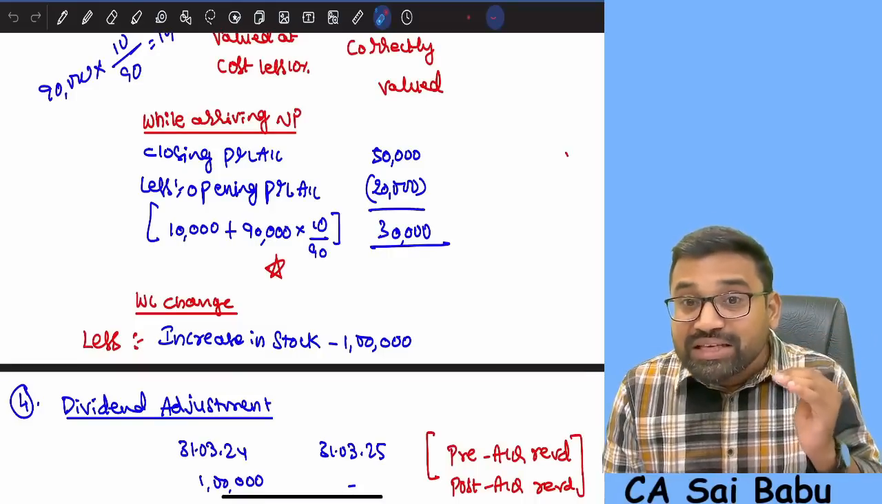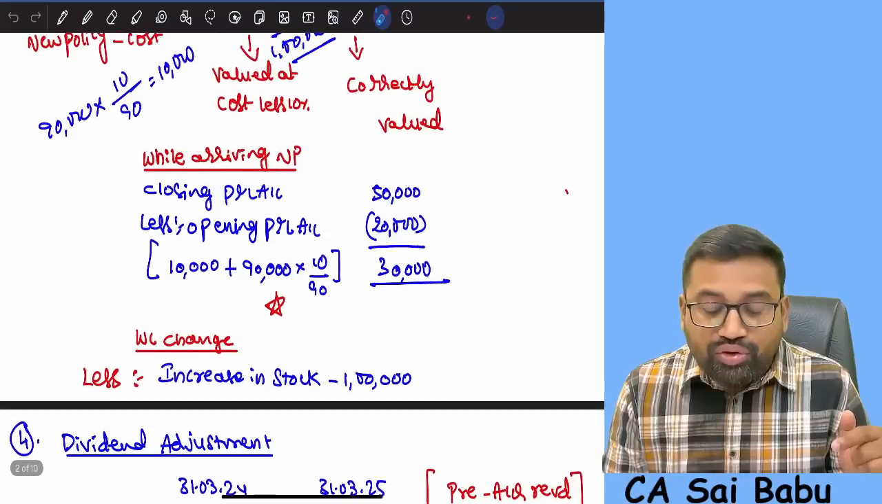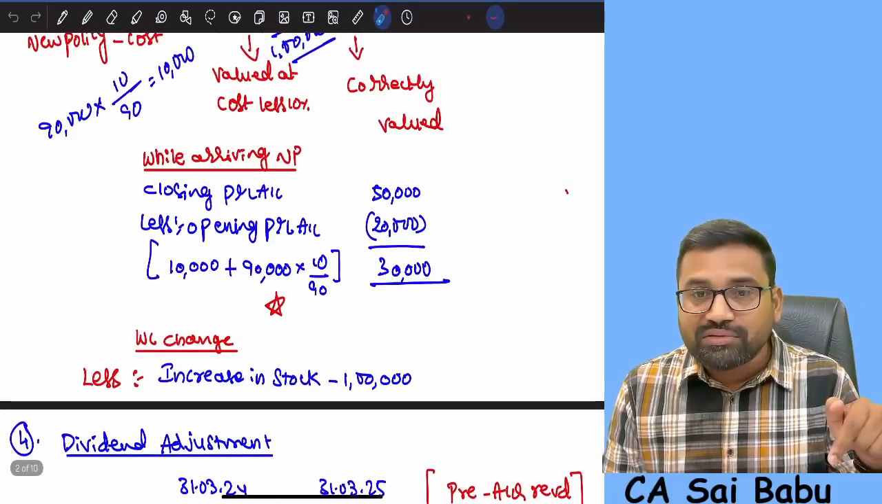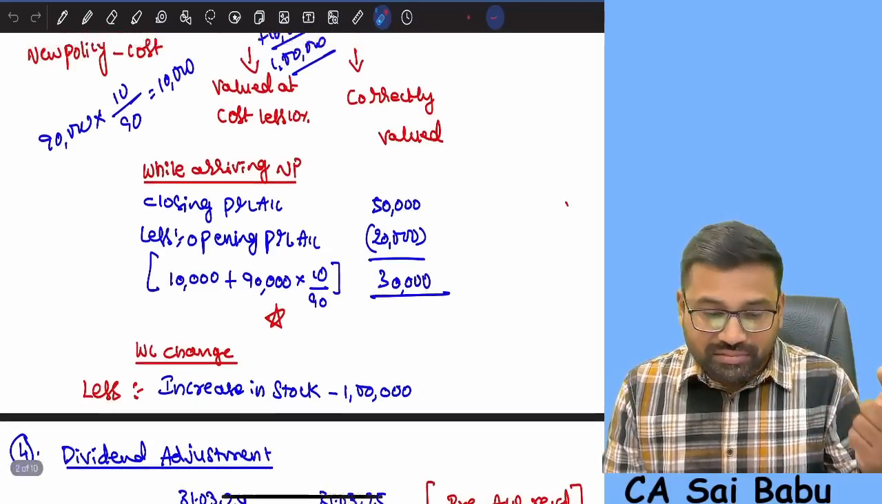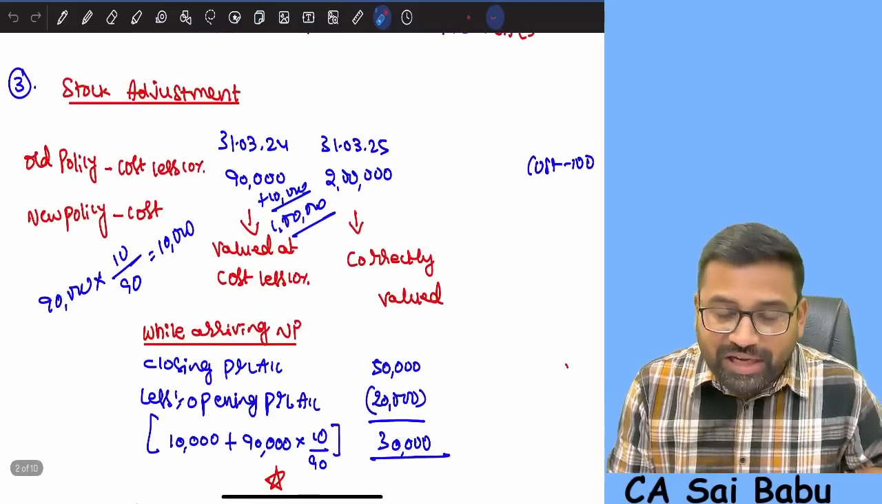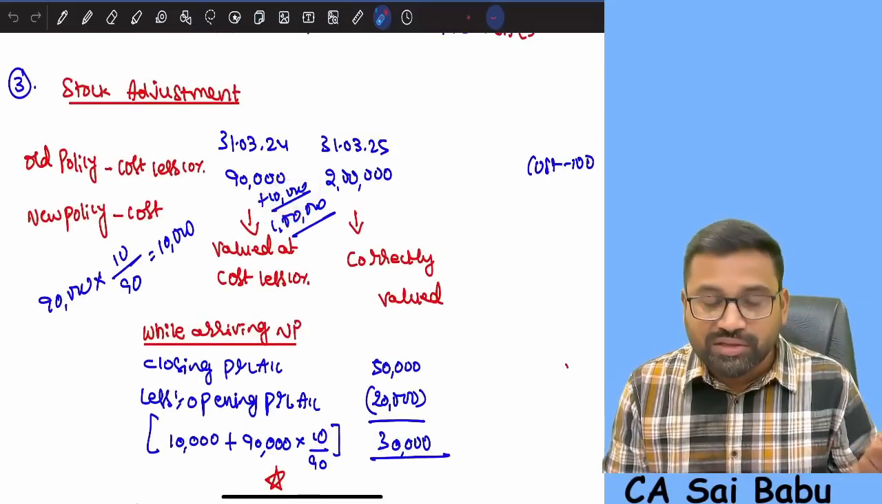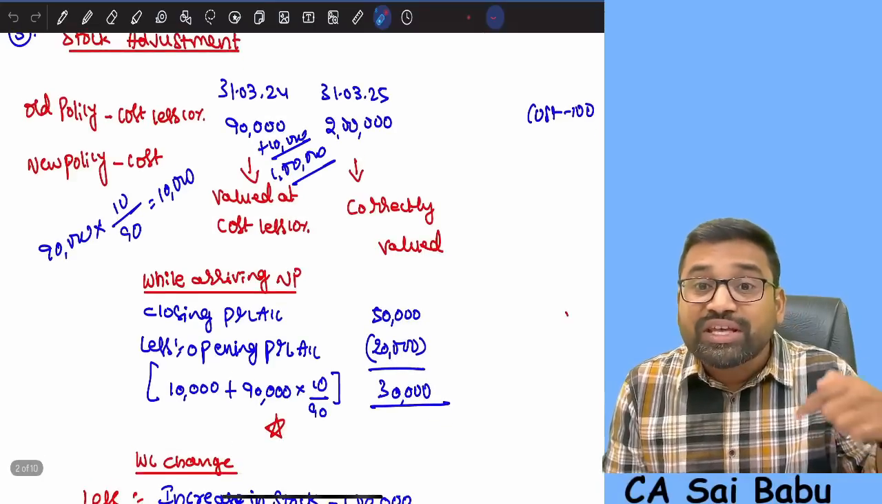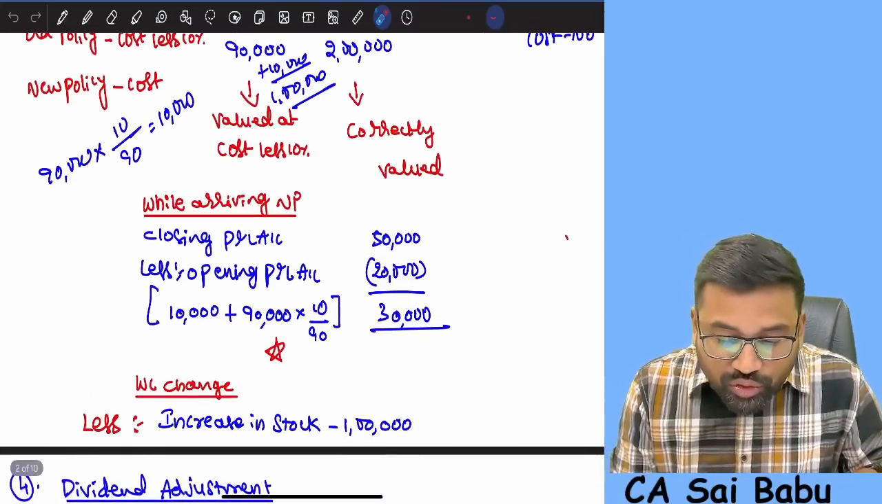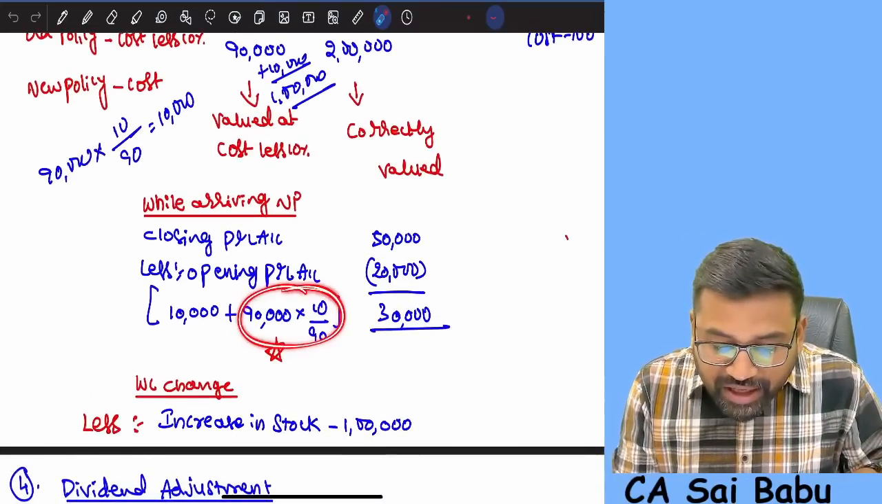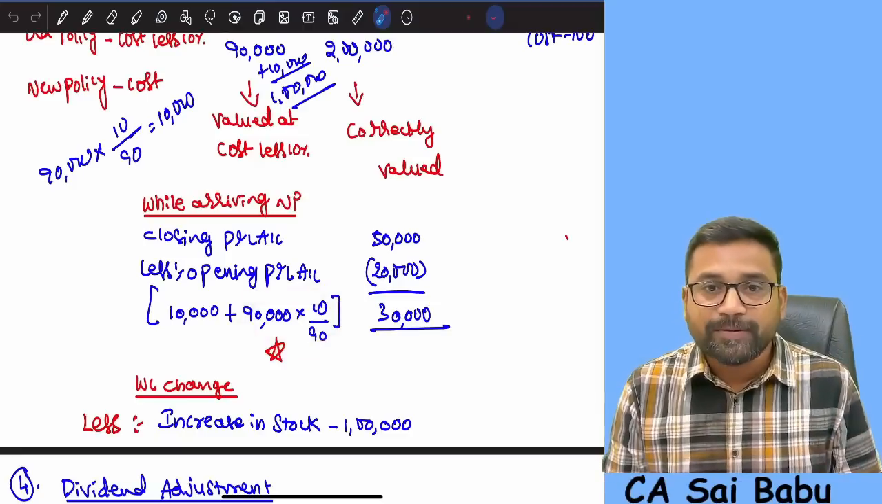When you are deducting the opening P&L account balance, you know last year stock was undervalued. Now if I make a proper valuation, my profit would also be increased. In this case, if my stock is properly valued, it has increased by 10,000. Therefore, my P&L account balance will also increase by 10,000. So therefore, to the opening P&L balance, you add this 10,000.